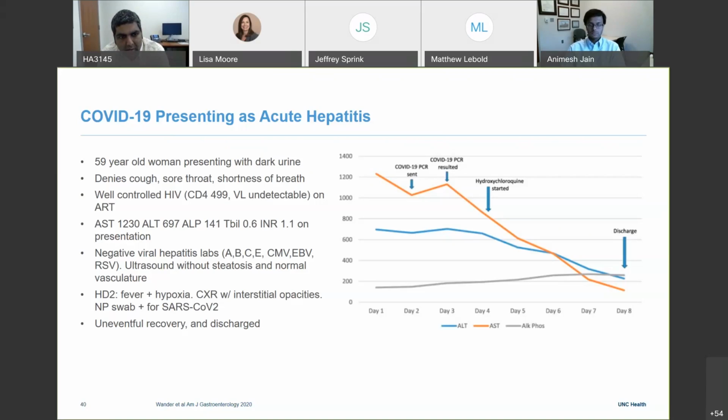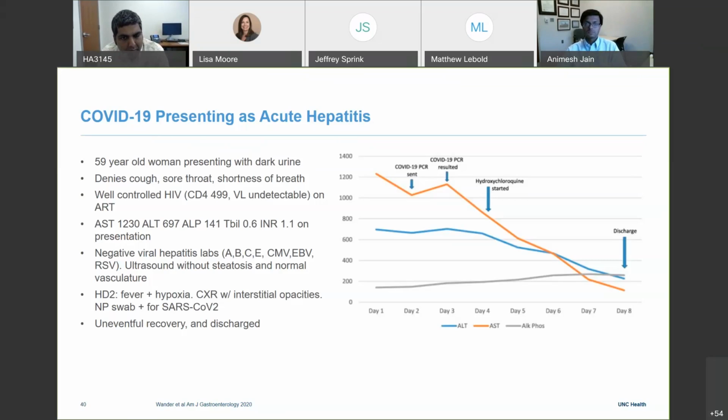And I'll get to this more later on in the talk, but the things that stood out to me with this case is that the authors didn't stipulate whether or not they checked the CK in this case, which gets your antenna up if anybody presents with dark urine and an AST that high. And then they didn't really talk about her alcohol use, which is of course something you want to get when you see a ratio of that magnitude as well.